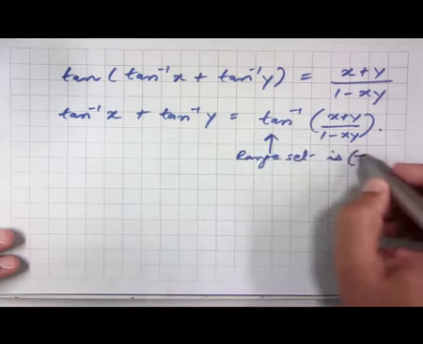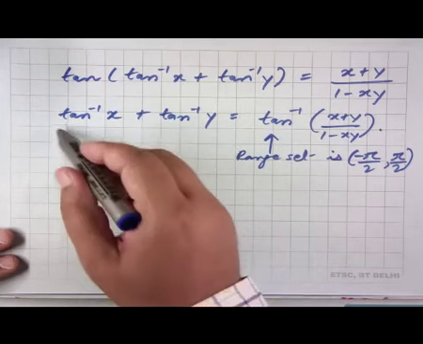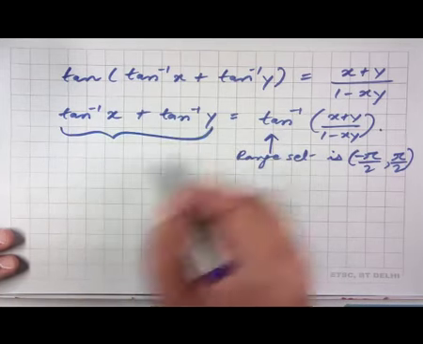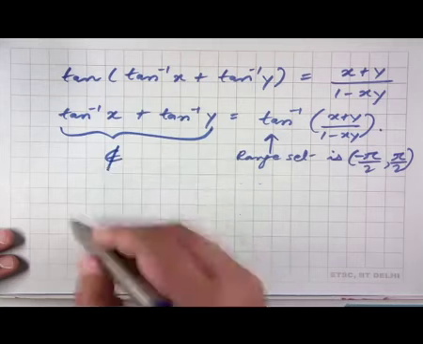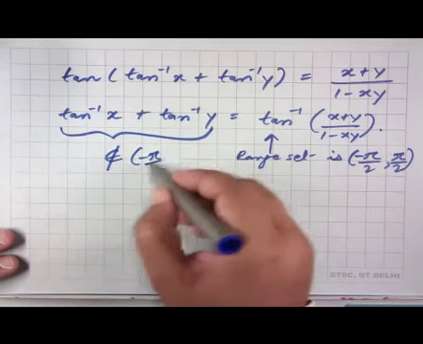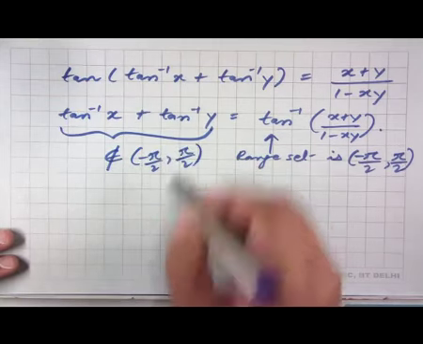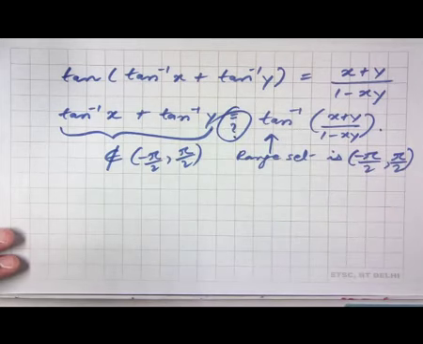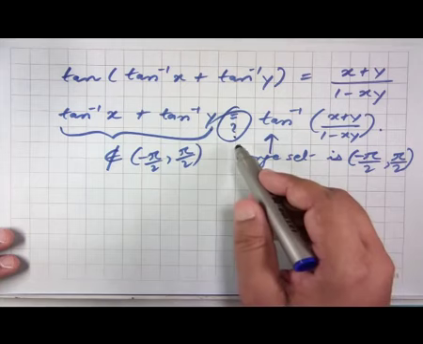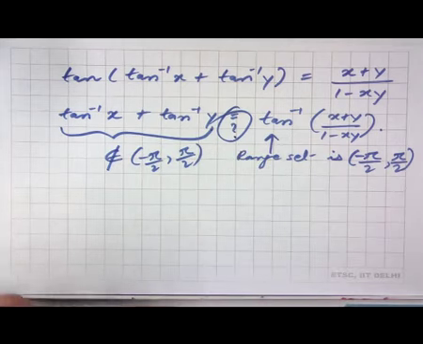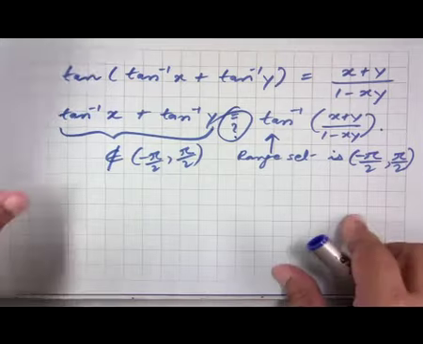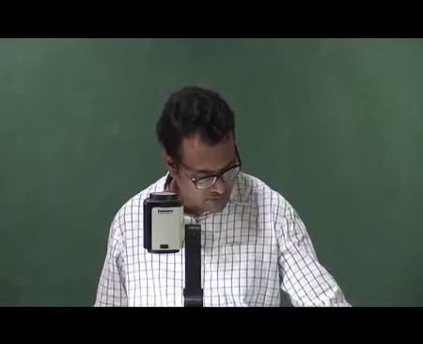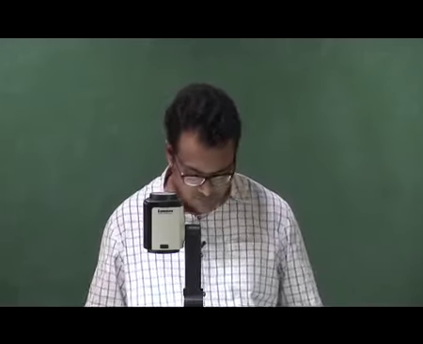So, if x and y are such that tan inverse x plus tan inverse y does not belong to the range set of tan inverse, then we cannot have this equality here. So, that is the problem. In the next few slides, I will derive the following result. Here is a nice table.